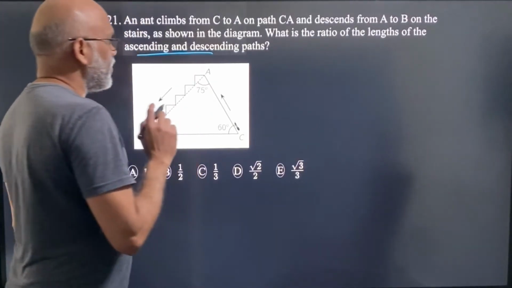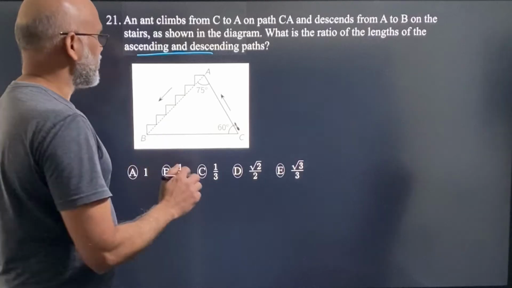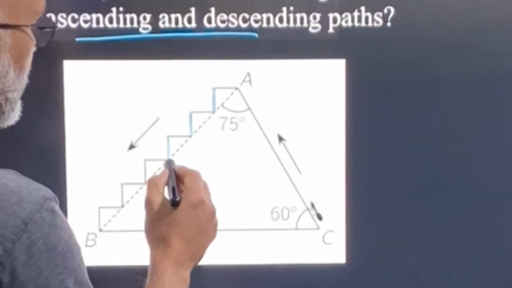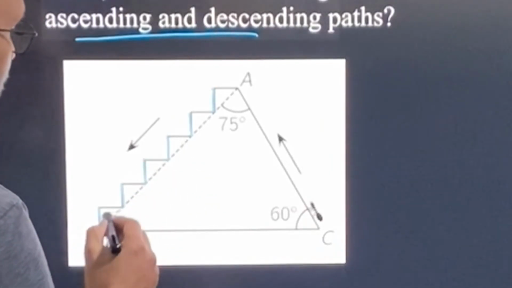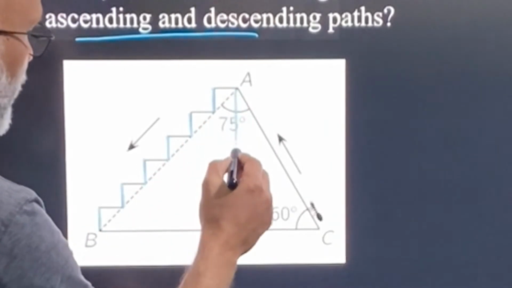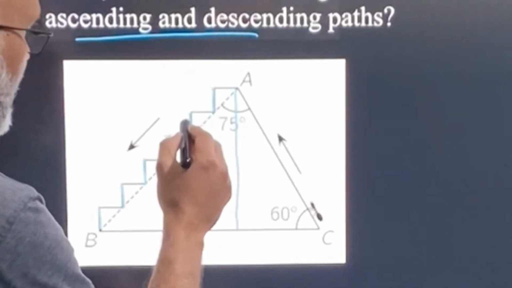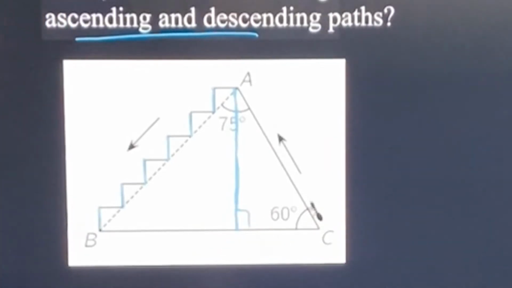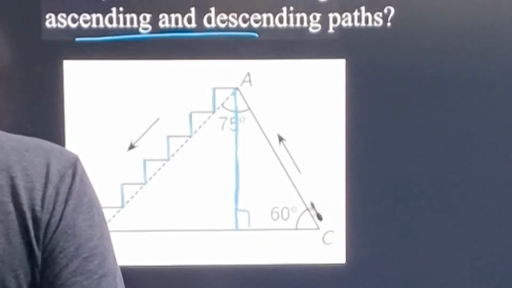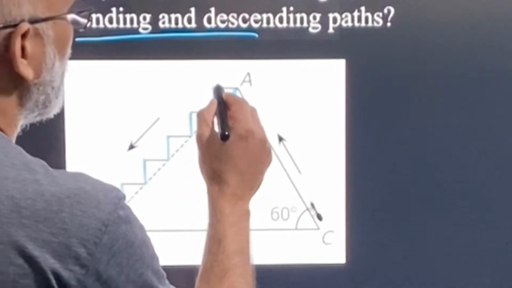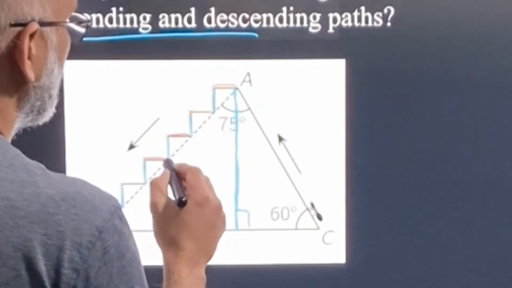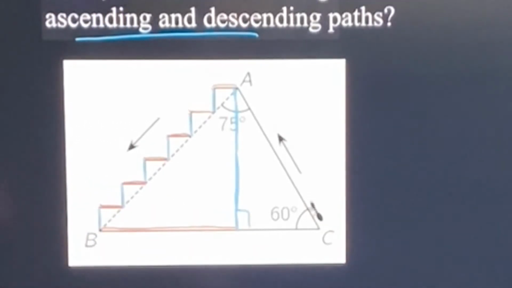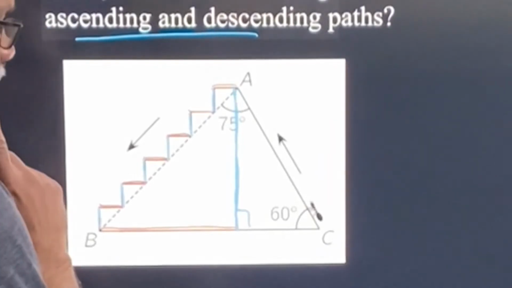Now there are a few things to notice here. If I add up all these lengths, that is the same as if I draw a perpendicular line from here. So these lengths all add up to this length, and this is a perpendicular. Similarly, if I add up all these lengths, that will add up to this length. There is something to notice here. Okay, now a few more things.